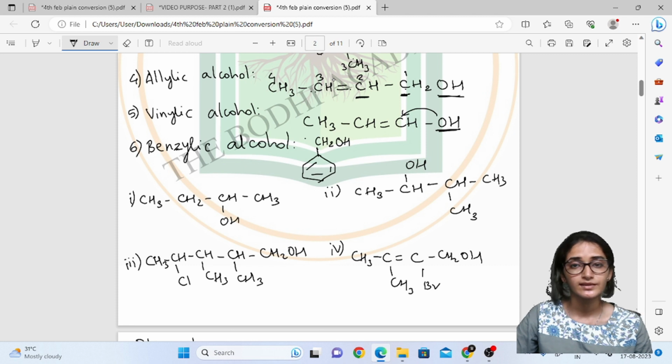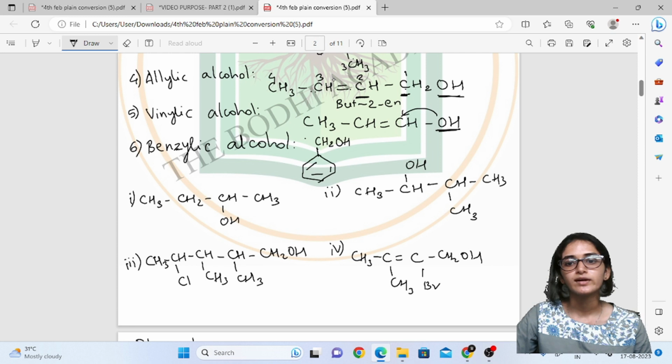Since 4 carbons are there, the prefix will be but-. Now here butane will come or butene will come. Since there is a double bond, butane will change to butene. Now we have to see the number of the carbon to which the double bond is attached. If the double bond is attached to the first carbon, then there is no need to write the number. But here the double bond is attached to the second carbon. So how do we write it? But-2-en.